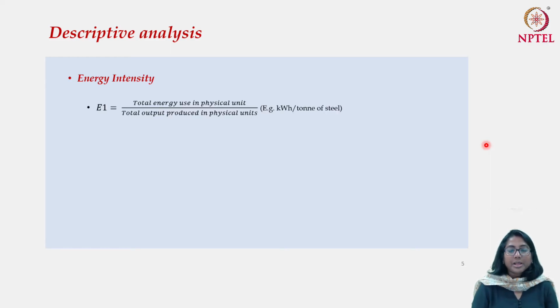The first one, let us call it E1. This is not some universal thing, but we are just referring to it as E1. This is total energy used in physical units divided by total output produced in physical units. What does that mean? That means that I am measuring both energy and output in terms of their physical units. So I am saying kilowatt hours of energy required to produce 1 ton of steel. So both energy and the steel are measured in their own physical units.